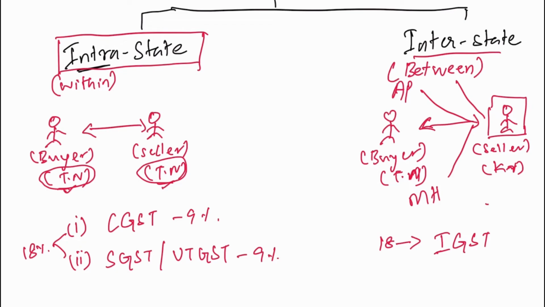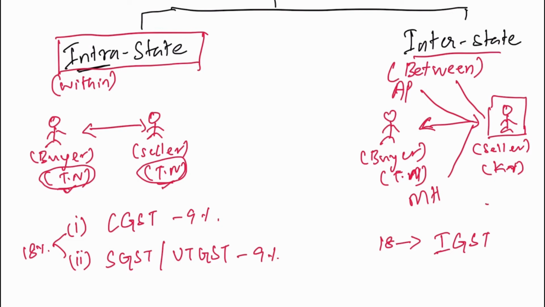Which is a very difficult task for the seller. So the government has made the seller give the entire 18% to central government in the name of IGST. Now central government, afterwards, will segregate the SGSTs of each buying state, and it will transfer their revenue to their respective accounts. So this is how it has been framed.